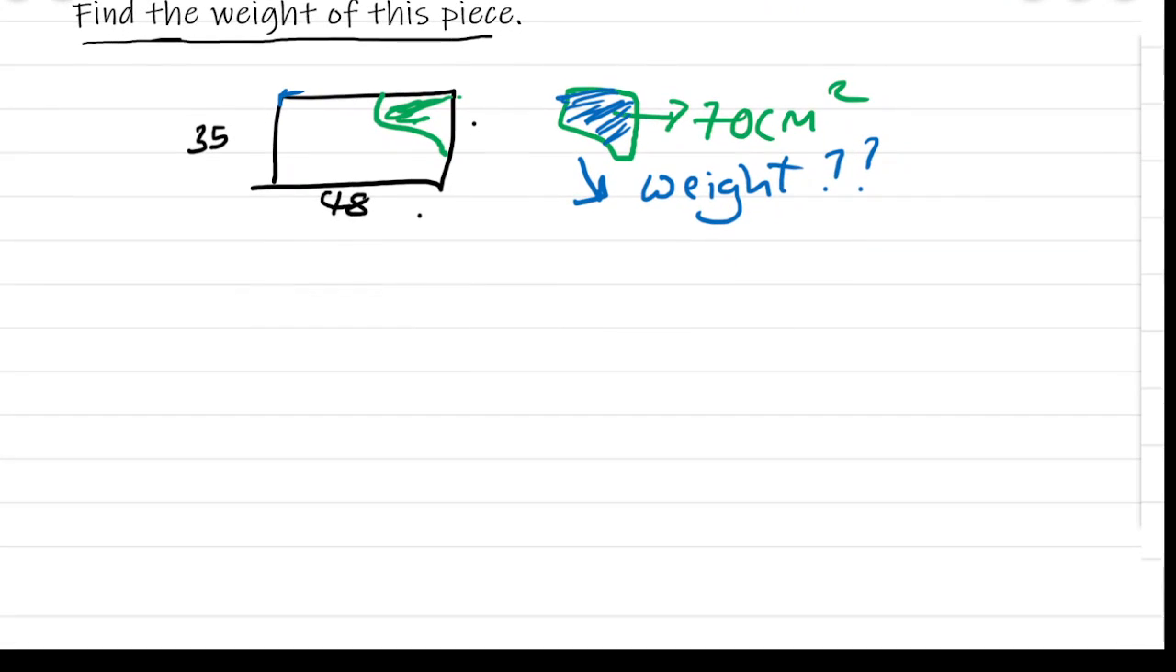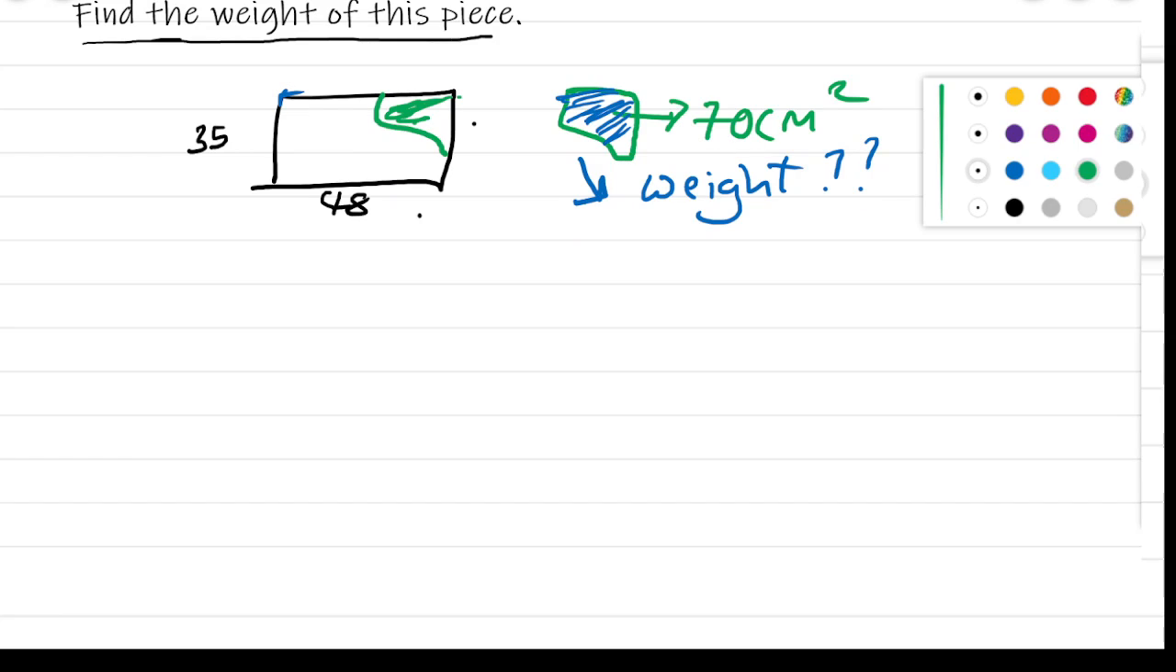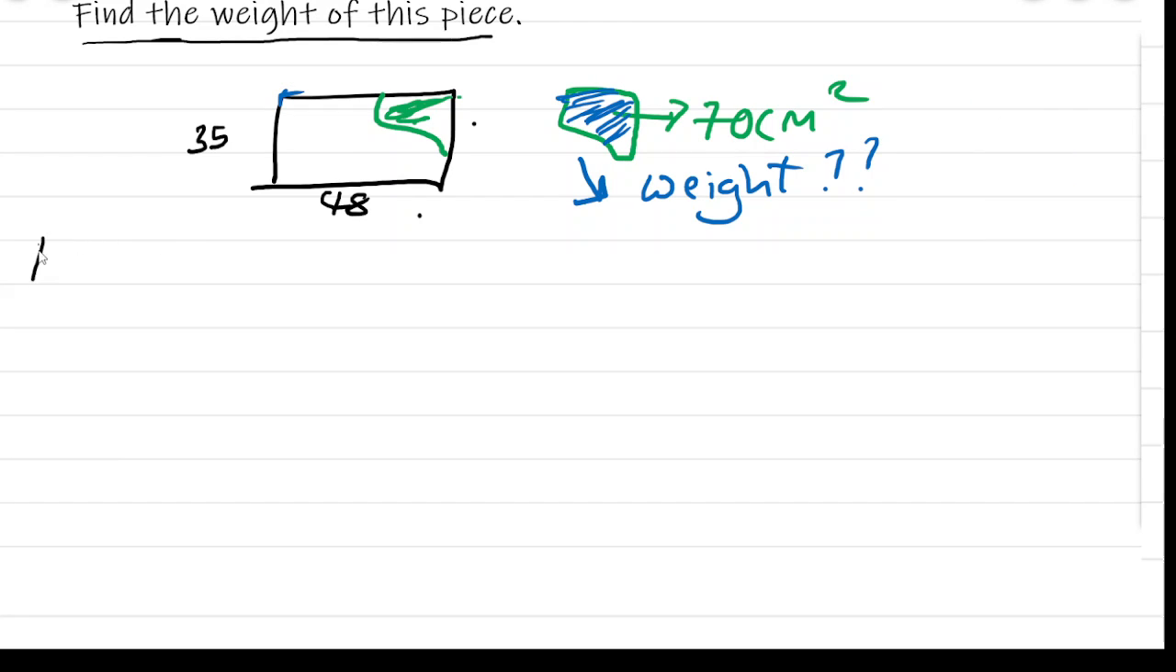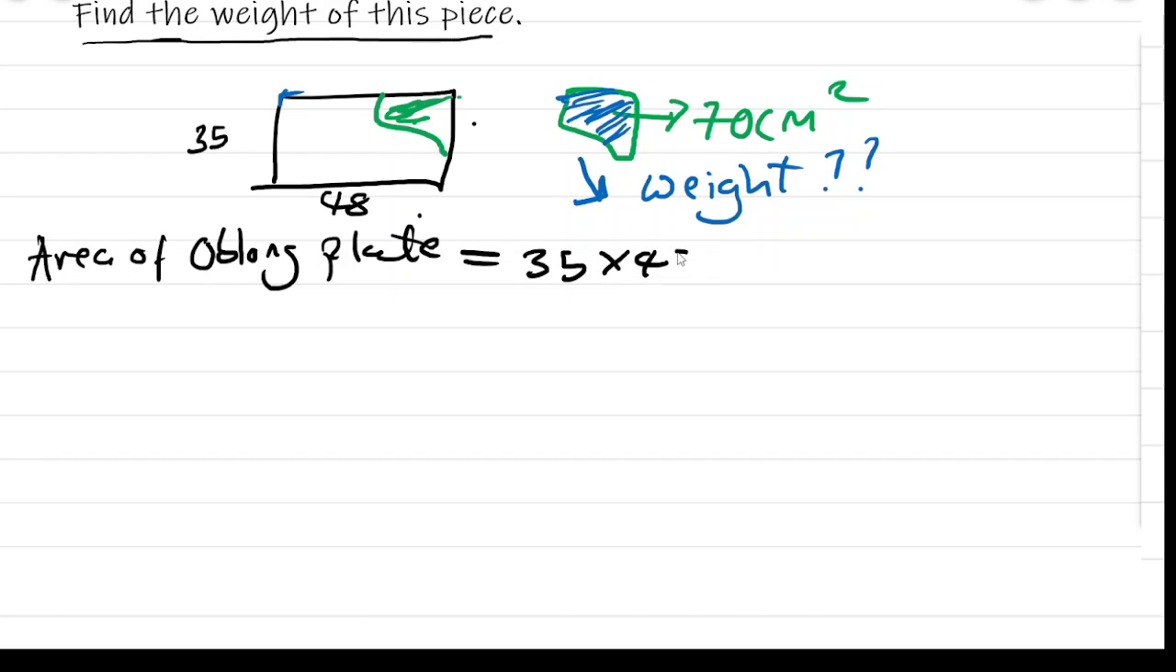Okay, so the area of the oblong plate is 35 times 48. Why? Because area is length times the width. So the length is 48, the width is 35. So you plug in here, you get the area. Okay, I will not multiply fully, just as I always explain, because I may cancel out later on.